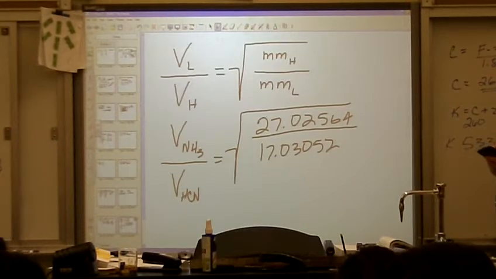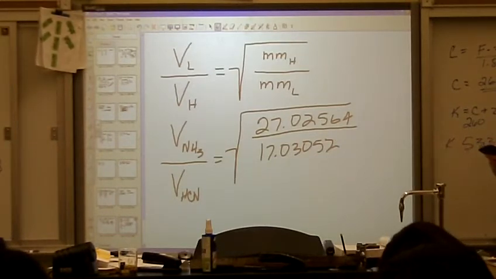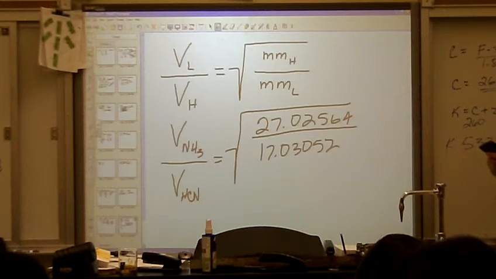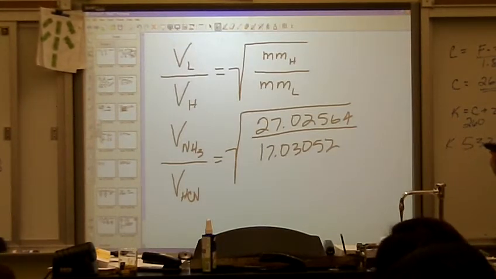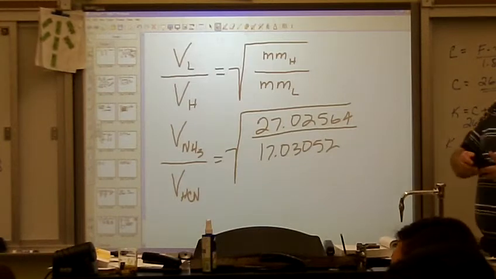27.02564 divided by 17.03052, and I'm going to raise that to the 0.5 power, because taking the square root is the same thing.